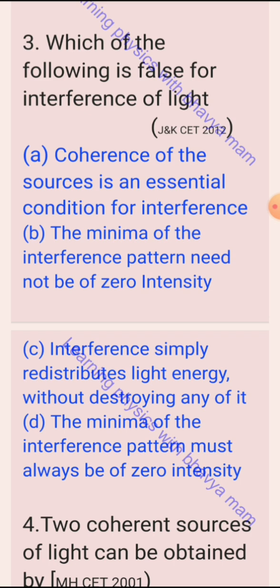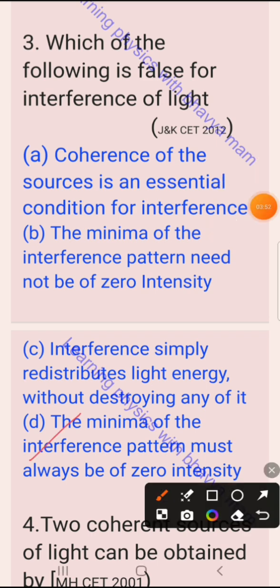So, it is based on the law of conservation of energy. The fourth option, the minimum of the interference pattern must always be of zero intensity. This is a false statement. That means in this question, option D is correct. So, the question is, which of the following is false? The fourth option is false because minima means it may not be having zero intensity.